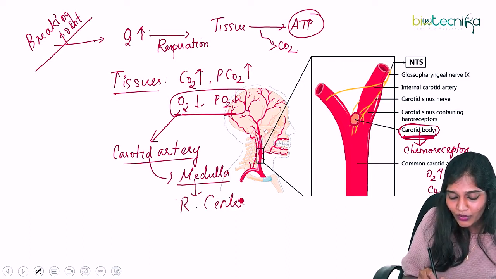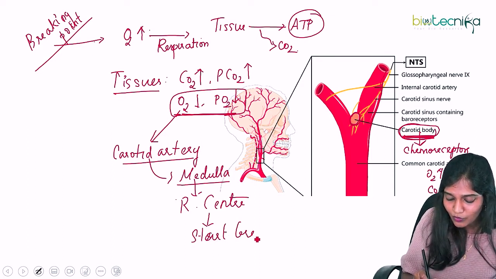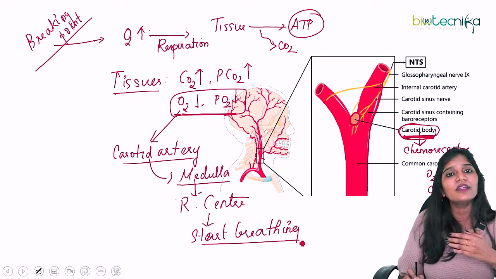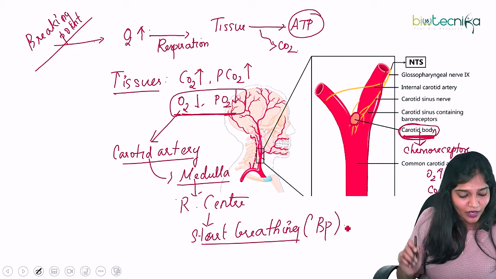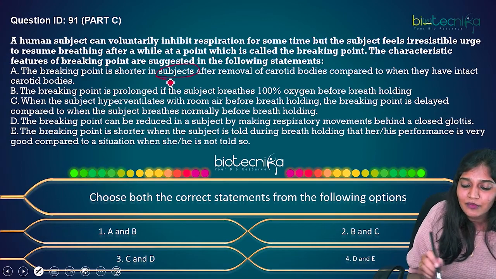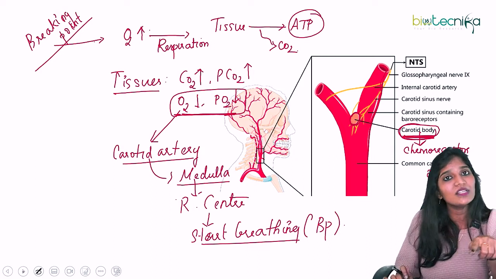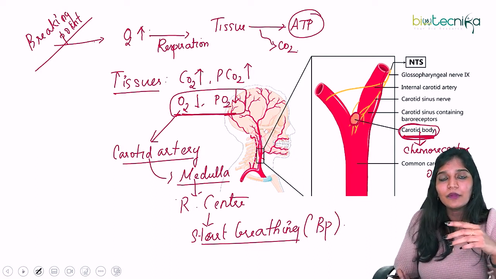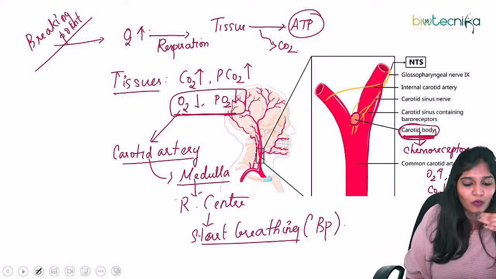And now what will you do? You will start breathing, which means you stop holding your breath and you will start breathing. That point is called the breaking point. So now the question: the first option says the breaking point is shorter in subjects after removal of the carotid body. I told you if the carotid body is there, it will signal the medulla oblongata so that what exactly will happen? You will start breathing out or breathing in. You will break the point of holding your breath.